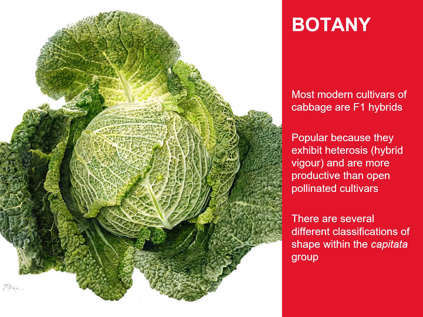So they're advantageous in that way over what are called open pollinated cultivars, which are just general cross pollinations between closely related individual plants. There are several different classifications of shape and cabbage characteristics within the Capitata group, and I'll go over a few of those now.